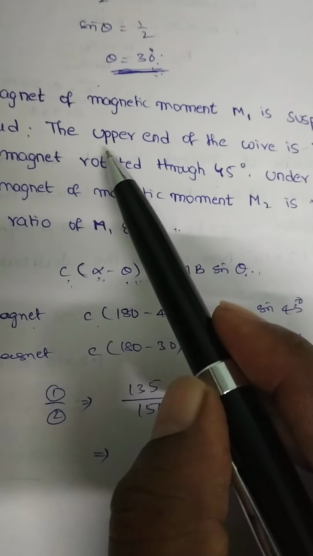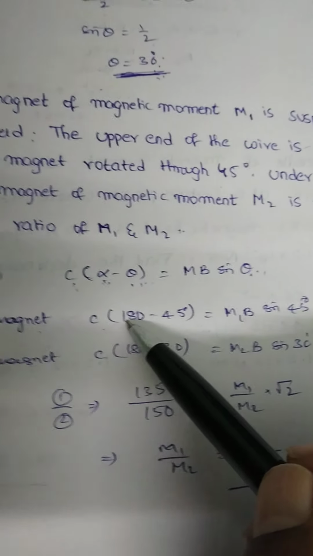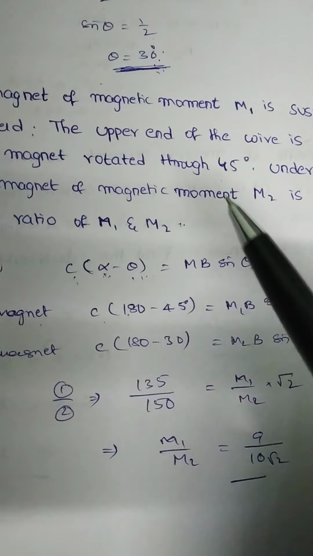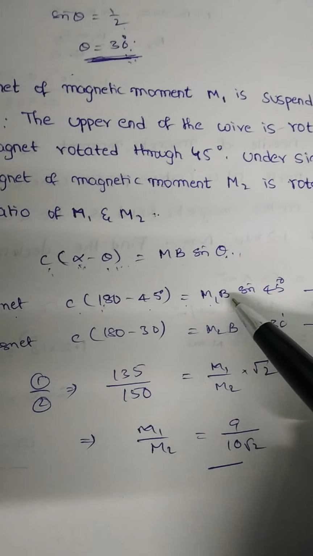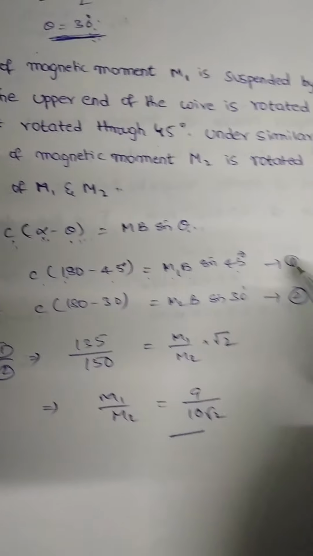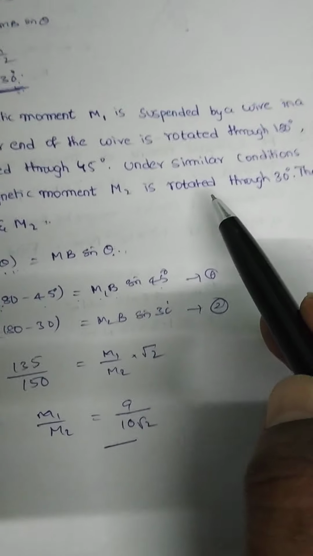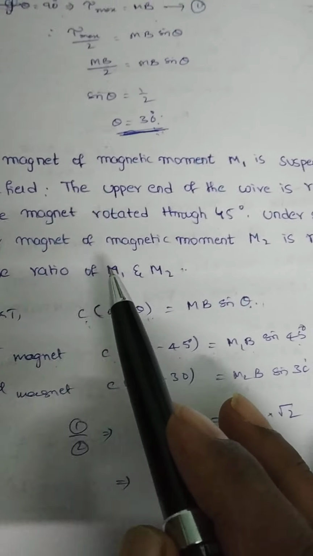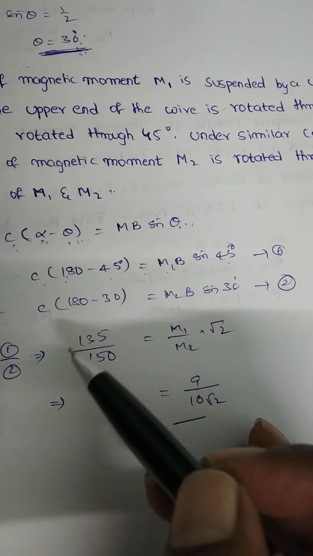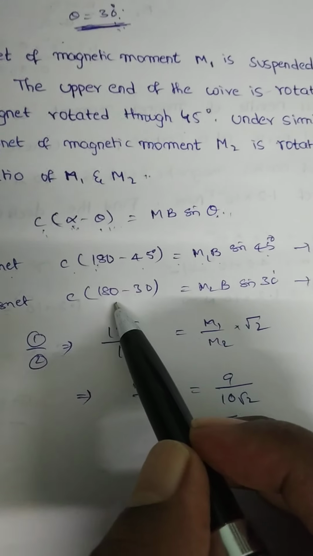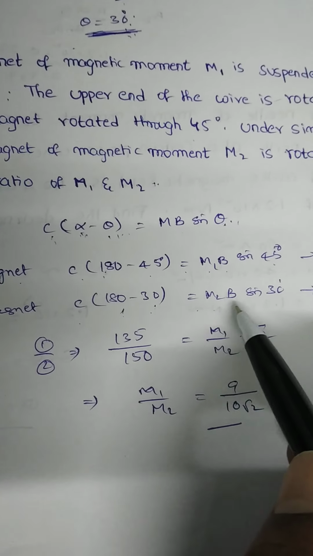C into, in the first case, the upper end of the wire is rotated through 180 degrees, means alpha becomes 180, so that the magnet rotated through 45 degrees. C into 180 minus 45 is equal to, for the first magnet M1, field B into sin 45, is equation 1. For the second magnet, under similar conditions, another magnet of moment M2 is rotated through 30 degrees. Means the upper end of the wire is rotated through the same angle 180 degrees, so that the second magnet rotates by 30 degrees. So C into 180 minus 30 is equivalent to M2B sin 30 degrees.